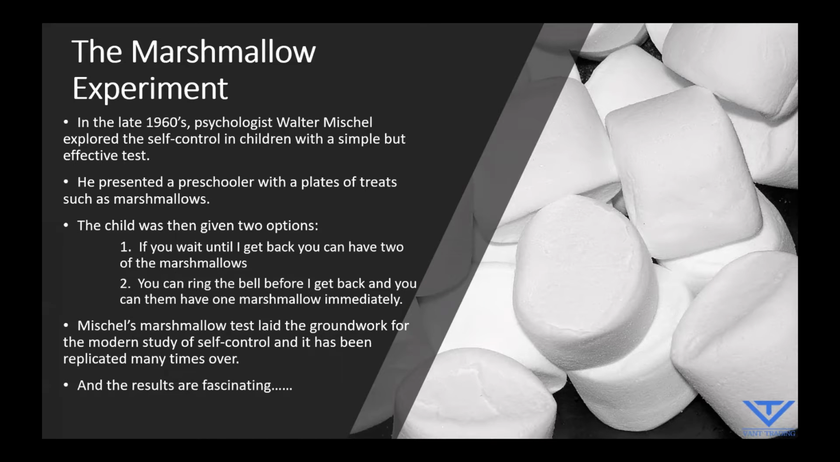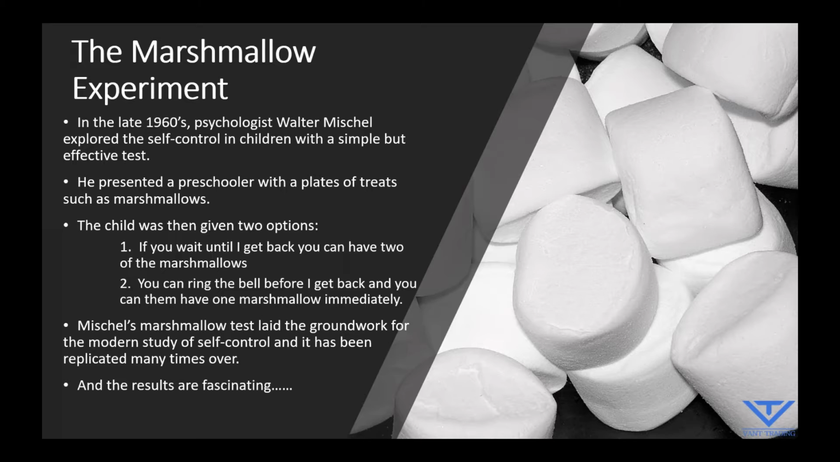Okay, many of you may have heard this, maybe you haven't, but I think it really hits home to what sets successful people apart from unsuccessful people. In the late 60s, Walter Mischel explored self-control in children. He took a bunch of preschoolers and put a plate of marshmallows in front of them. And he told the kids, listen, I'm going to get up and leave, and I'm going to give you two options.